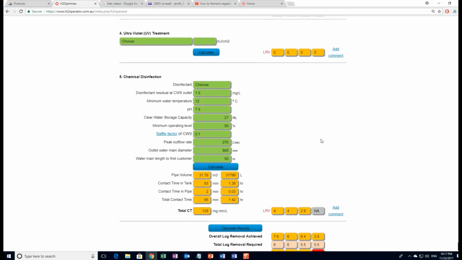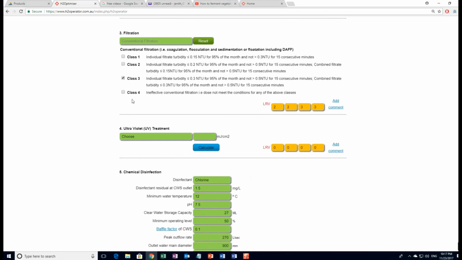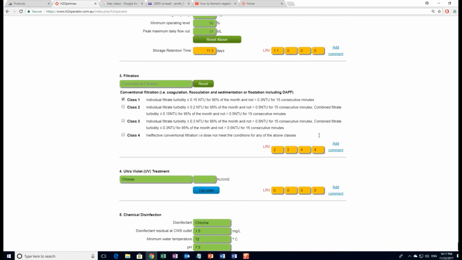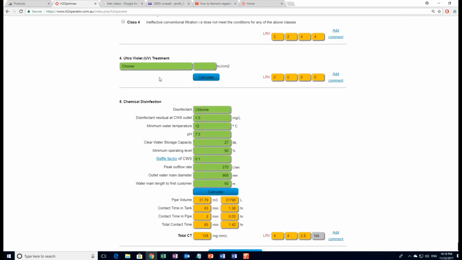Okay. So what we can do in this sort of situation is go back here and say, okay, well, how about if I improve my filter performance? How would that change the log reduction values? Okay. So I'm going to go and click class 1 and see, okay, so that's increased slightly. So let's go and have a look at that and then recalculate. Now still I've got one shortfall. Okay. So it looks like I'm going to either have to improve my catchment category by putting the necessary protection, or I'm going to have to put in a UV system.